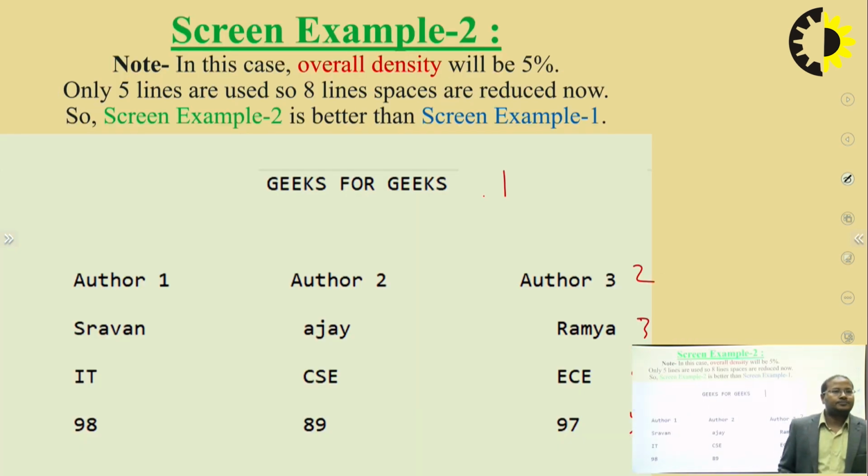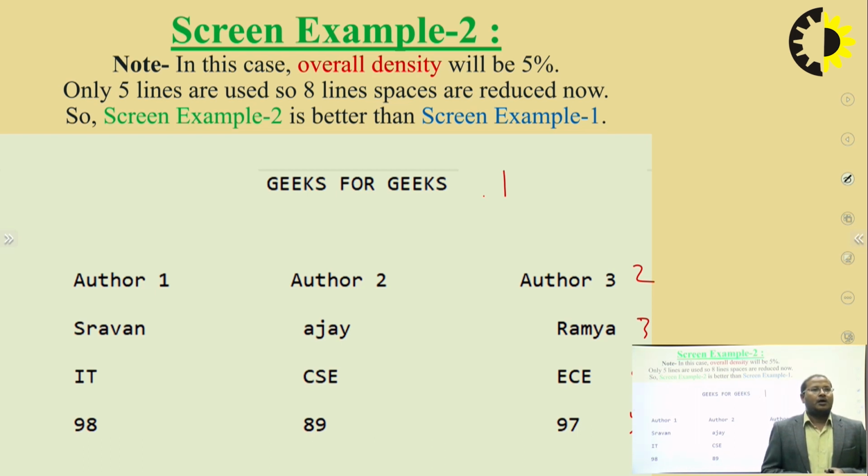So our target should be such that the screen density should be very low. If screen density is very low, it is very easy for the user to search the data and information on the screen, and the complexity will also be reduced. If density is less, then it will be very easy for the user to memorize the data and information, and visibility will also be increased, readability will also be increased.